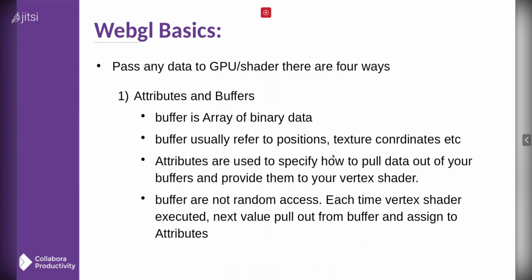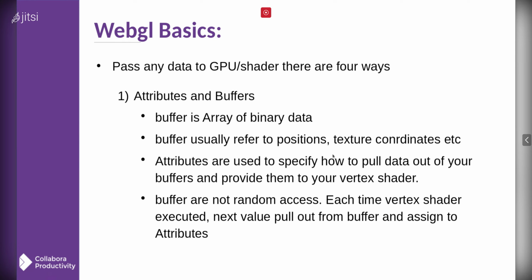Now, in order to pass the data to shaders, there are four ways we can talk about here, and then maybe we go to the practicals. First is attribute and buffer. A buffer is a simple array of binary data. Buffers usually refer to the position and texture coordinates. We mostly use them for positions.